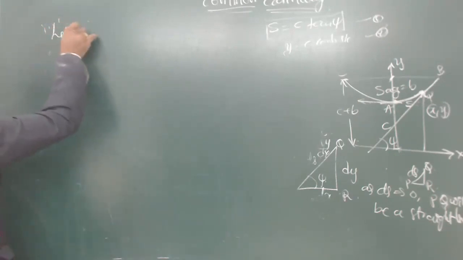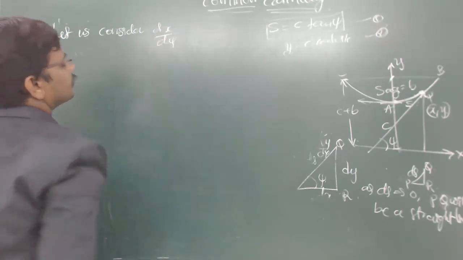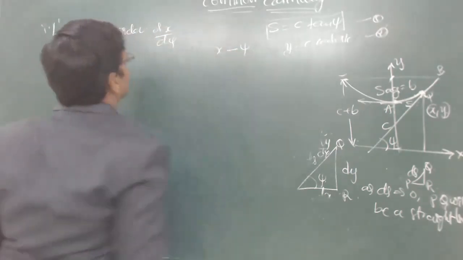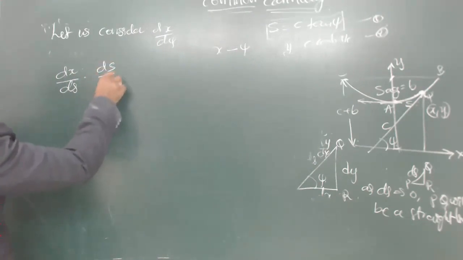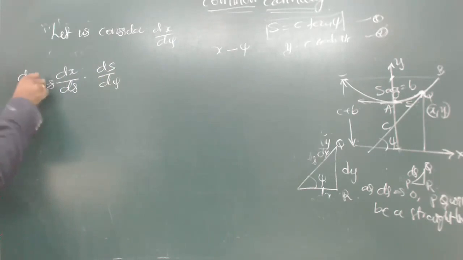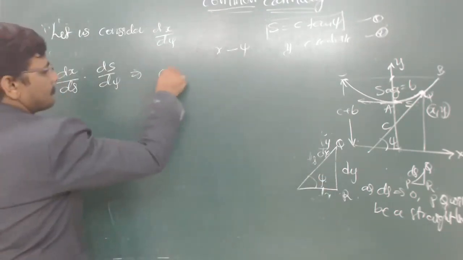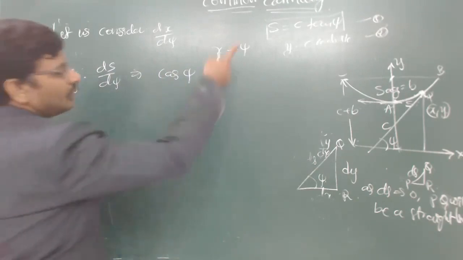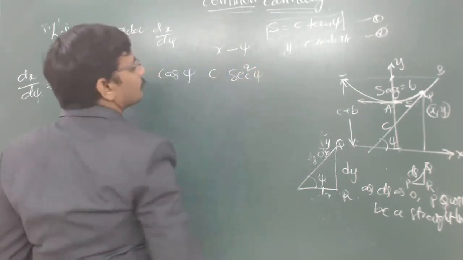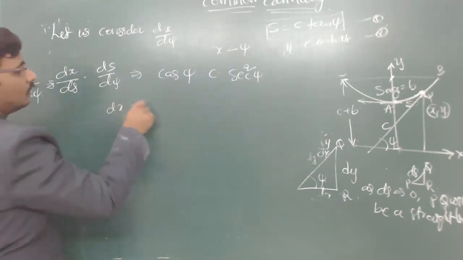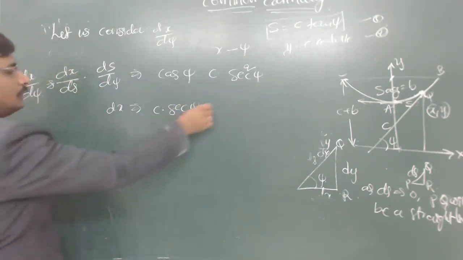So let us consider dx by d psi, so that you can establish the relation between x and psi. So again do the same thing, dx by ds into ds by d psi. So this is dx by d psi value. So dx by ds is nothing but this value, which is cos psi, and ds by d psi, so derivative of s with respect to psi, this is c into secant square psi. So if you do the integration, dx is equal to c into cos psi into secant square psi, which is nothing but secant psi, into d psi.